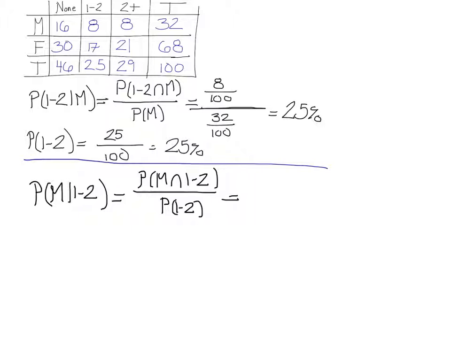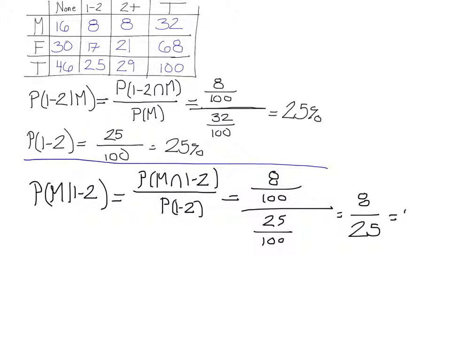Okay, so the probability that you have 1 to 2 years of experience and you're male is again 8 over 100, so we're getting the same thing that we are up here. So that's going to be 8 over 100. And all that's going to be over the probability of 1 to 2 years of experience. So the probability that you have 1 to 2 years of experience is 25 over 100. So let's put that in. 25 over 100. That reduces to 8 over 25. And out of that we get 32%.